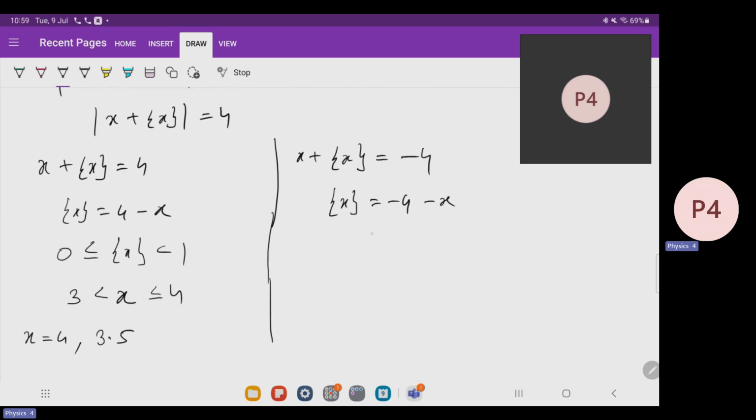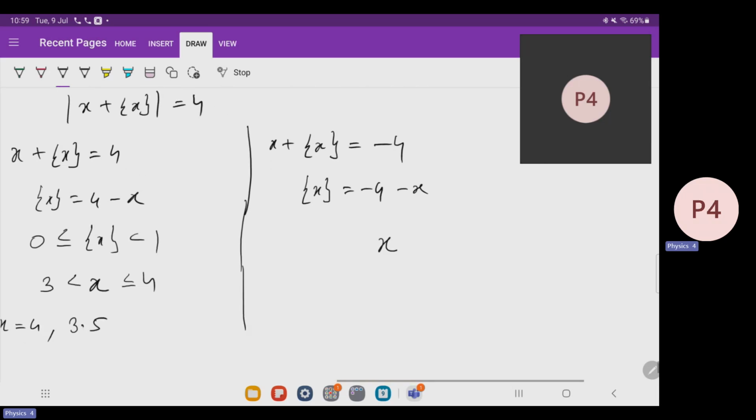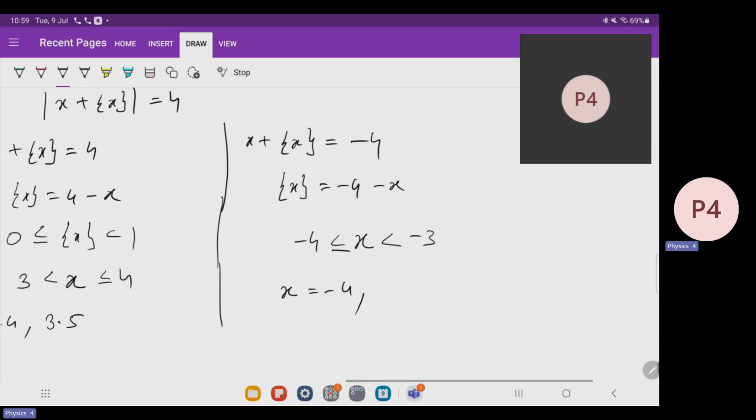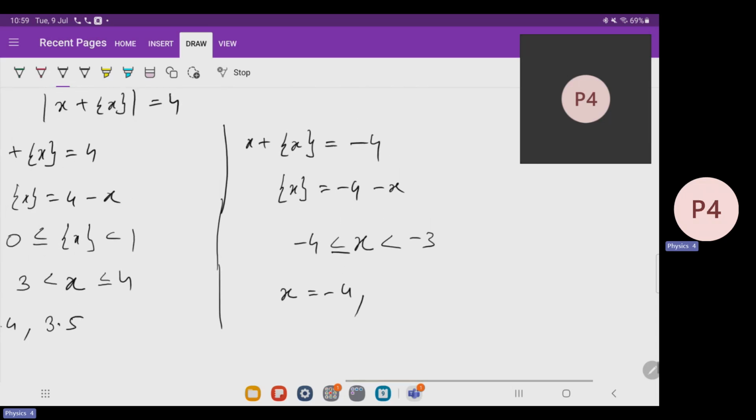Again, for the fractional part of x to lie between 0 and 1, what is the condition for x? It can be greater than or equal to minus 4 and less than minus 3. So what are the x's? Again, you can see minus 4 is going to satisfy this. If you put x as minus 4, minus 4 plus fractional part of minus 4 is minus 4.